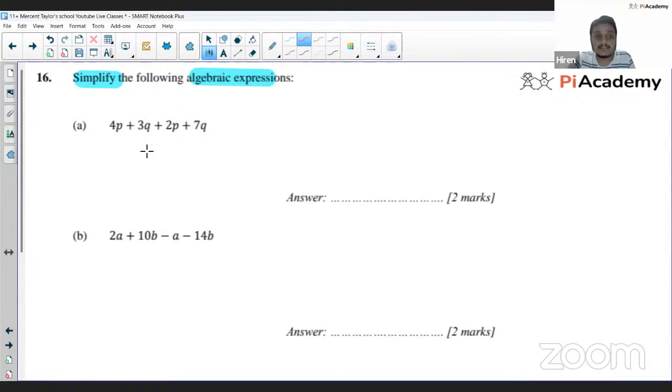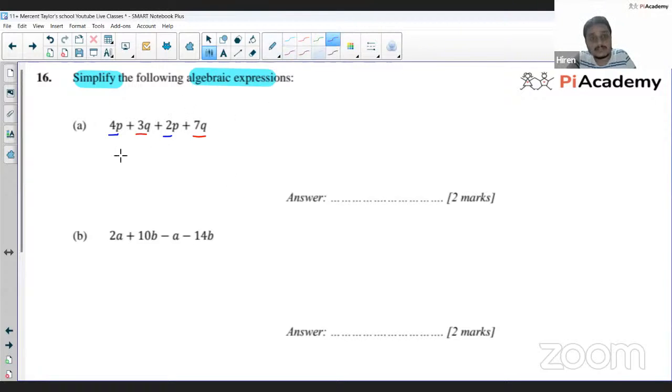Here, what you can see, whenever you have this type of question, okay, it's easy to add, but if you are a beginner with this, then I'm going to make sure this is useful for you as well. So I can see 4p and 2p, right? So these are the same family, or you can say p terms, okay? So those you can add or subtract, okay? Now 3q and 7q belong to the same family. Those come under the q terms, right?